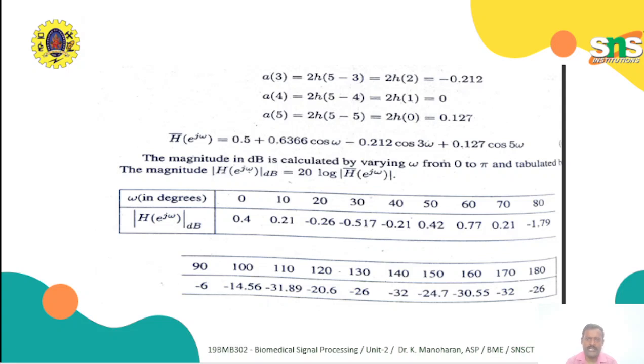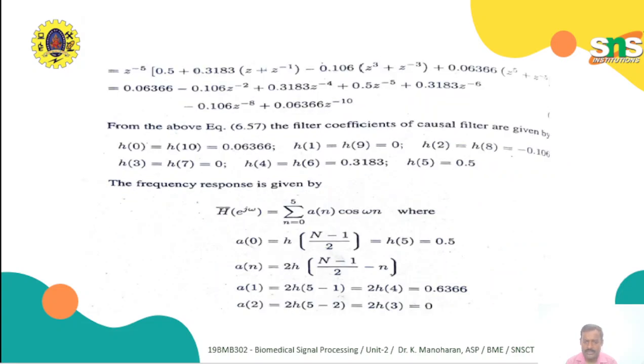Similarly, find a of 4. So 2 into h of 5 minus 4. So 2 into h of 1. That value will be 0. And a of 5 will be equal to 2 into h of 5 minus 5. So 5 minus 5 is 0. So 2 into h of 0, that is equal to 0.127. Now I can write the expression H of e power j omega, that will be equal to 0.5 plus 0.6366 into cos omega, because look at this.